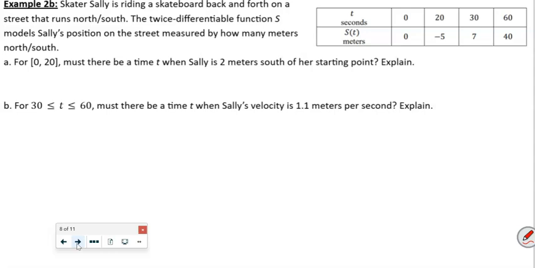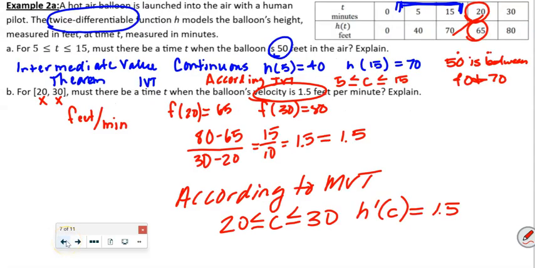Here's our next example. Oh, let me go back to this one, what I didn't talk about. This has got to be differentiable, okay? And again, we know that that's true because it says twice differentiable there. That's got to be true for this MVT to be working, okay?